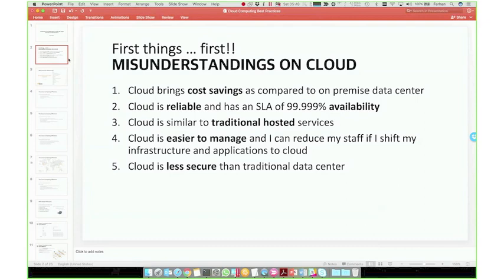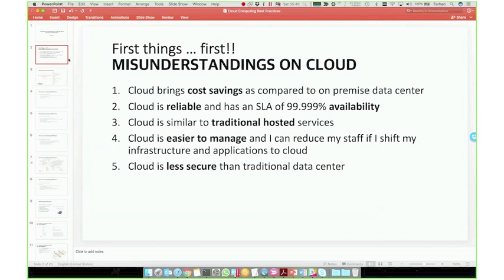The fifth myth is that most people think that cloud is less secure than traditional data centers. It is also wrong. Cloud is equal or more secure, as Ali has already explained many of the unique things in the last session. We saw that security is top notch in the cloud. It has all the certifications, it has all the technology in place that actually makes it equal or more secure than a traditional data center.